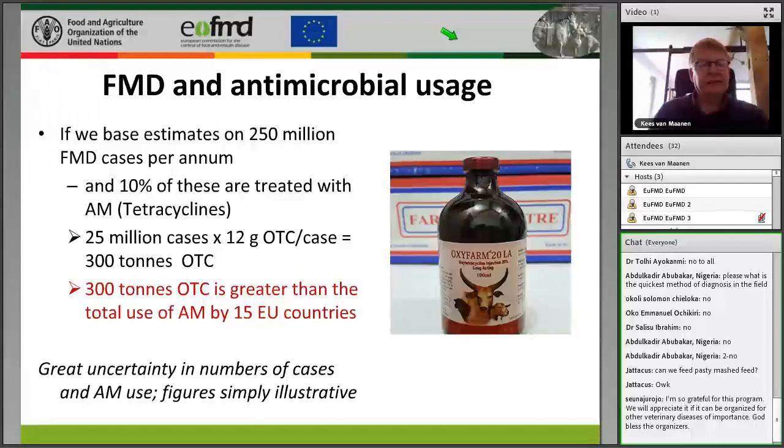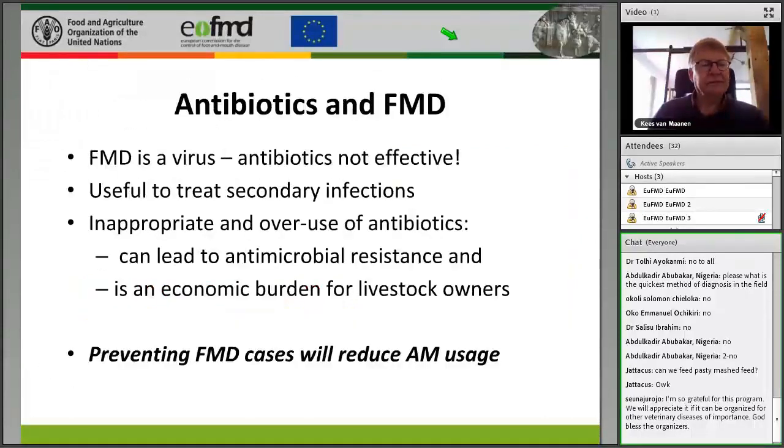Of course, there is great uncertainty in the numbers of cases and the antimicrobial use, and these figures are simply illustrative, just to give you a feel that you should be prudent with antibiotics and FMD. FMD is a virus, again. Antibiotics are not primarily effective. They are, however, useful to treat secondary infections. Inappropriate use and overuse of antibiotics can of course lead to antimicrobial resistance, but is also an unnecessary cost and an economic burden for the livestock owners.